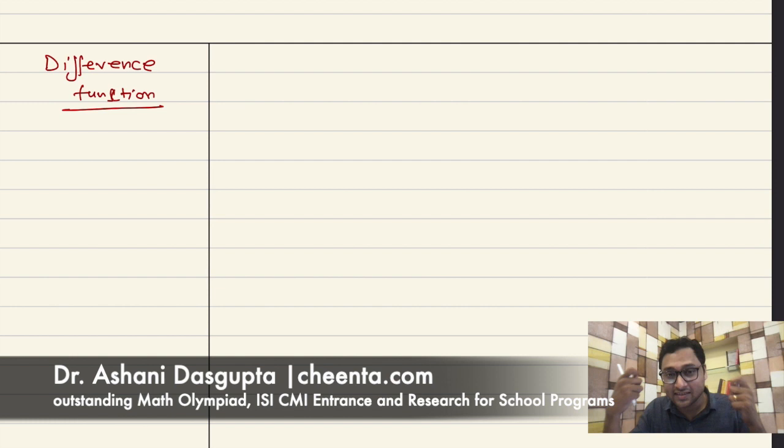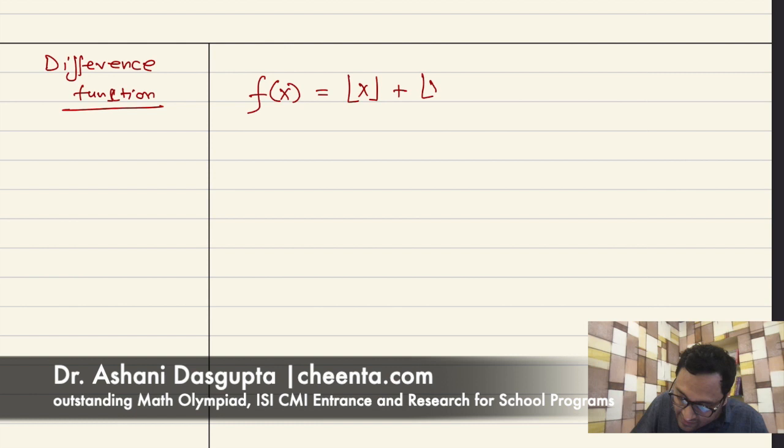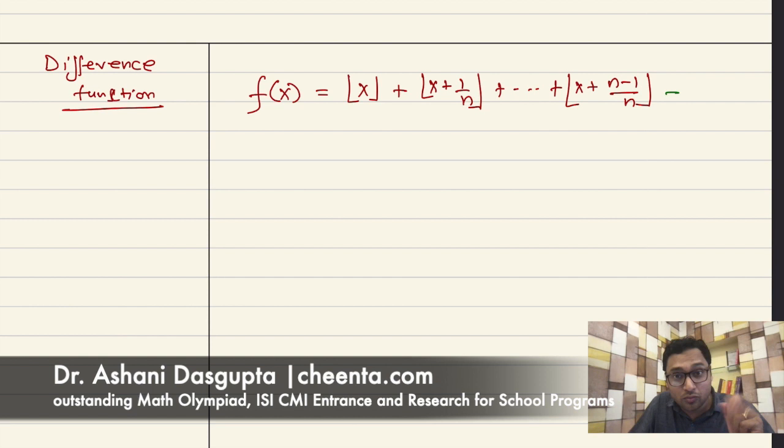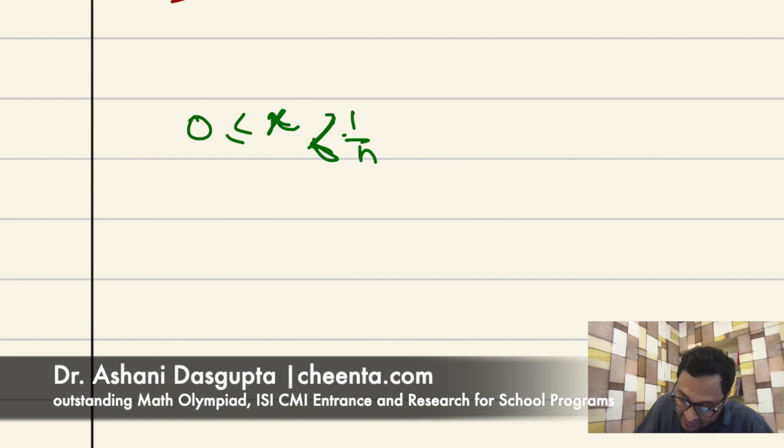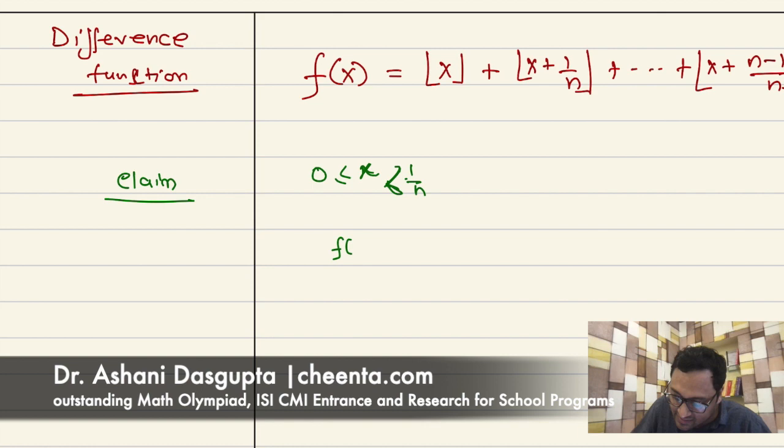In this case, the difference function f of x will be simply the integer part of x plus the integer part of x plus 1 over n, up to x plus n minus 1 over n, minus whatever we want to show it to be equal to, so that is the integer part of nx. So we just took the difference of these two quantities. That's the difference function. Okay, the first claim is that for any value of x between 0 and 1 over n, so notice that there is a less than equal to sign here and a less than sign here, in between that interval, f of x is equal to 0.